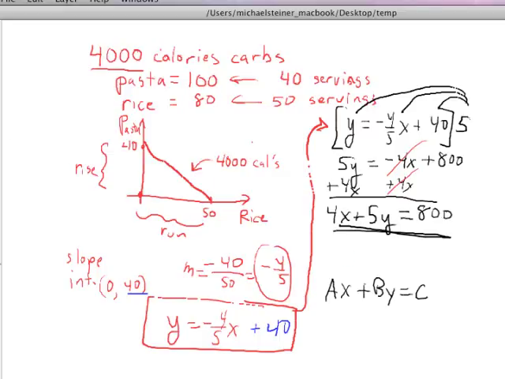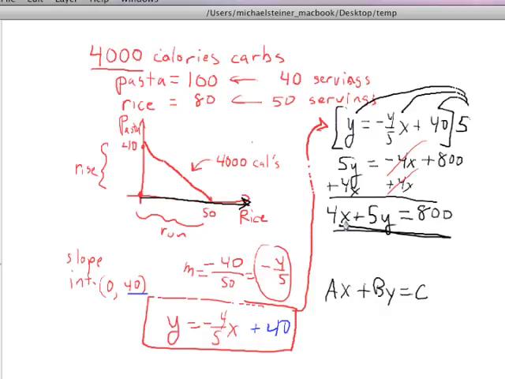Now, why is this such a great form for this problem? Because if you think about the x-intercept, where we intercept the x-axis, this is at y equals 0. So you can consider crossing this out. Well, if y is equal to 0, 5 times y is equal to 0. And you can read this. If 4x is equal to 800, x must be equal to 50. Boom. It's right there.